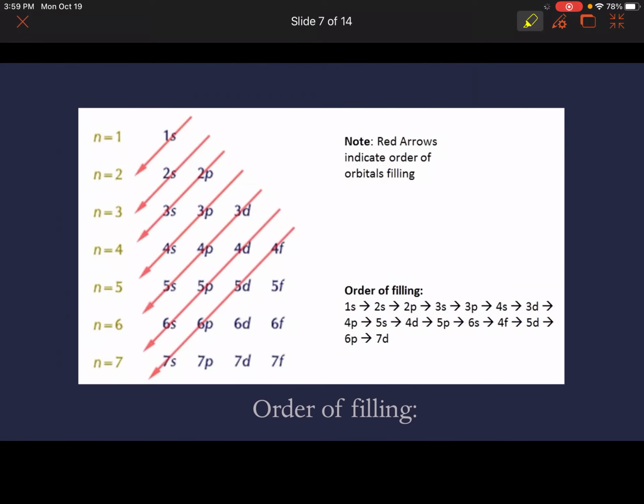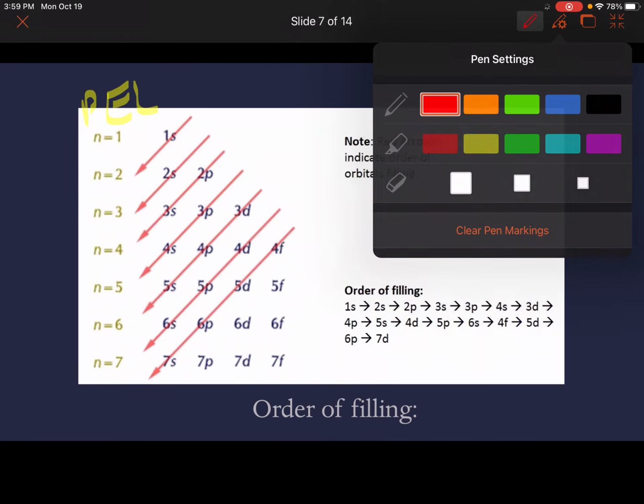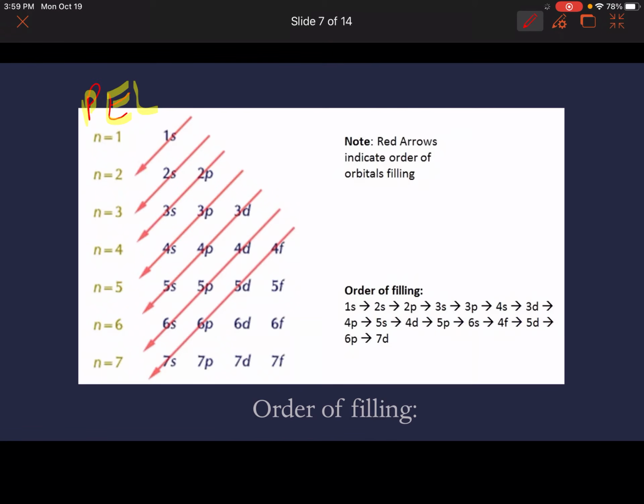So this is the order of them. This is the principal energy level. Hold on here. There we go. Principal energy levels here. So I've got N1 through 7 here. And this is how you're going to have to, I would just memorize this chart. You're going to have to use this chart here because this is the order that they fill.